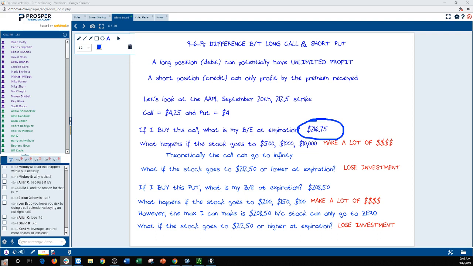Exactly, Kent. Options allow you to control more shares at less cost.